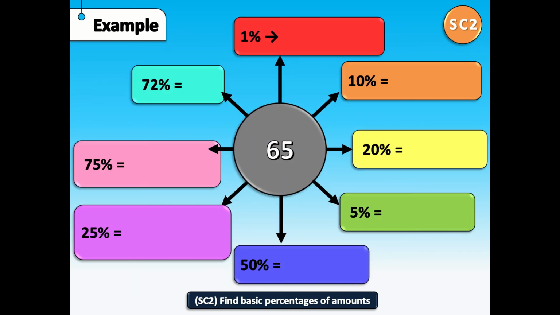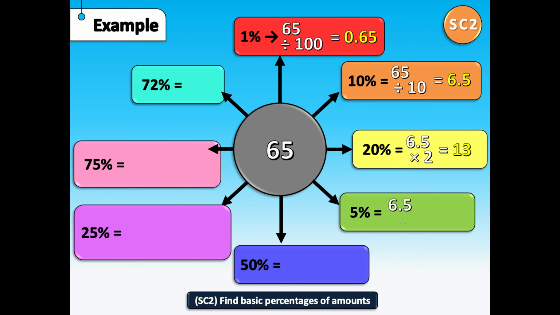So sometimes when I'm finding percentages, my answers can be decimals as well. So 1% of 65 would be 0.65. 10% of 65 would be 6.5. 20% of 65 would be 13. 5% of 65 would be 3.25.